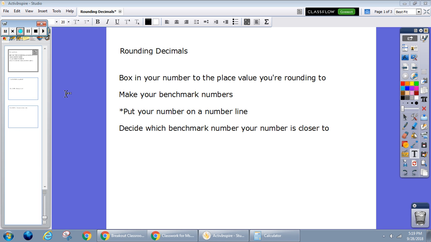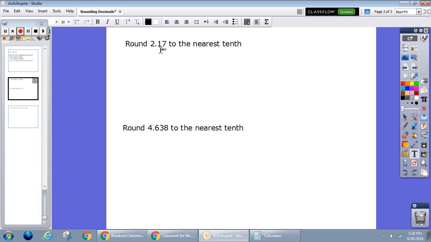Then I put a star next to this one because if you want to put your number on a number line because that's the strategy that's working for you, then continue to do that. Your benchmark numbers are going to be the number on either end of your number line. It'll make more sense when I show you in a minute. But if you're comfortable enough and you are successful, that's the key word, if you are successful without using a number line, then that's fine. That's what works for you. So then what you're going to do is decide which benchmark number your number is closer to.